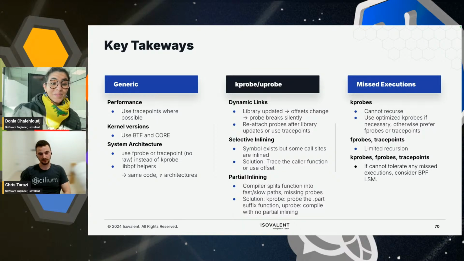And for missed executions, kprobes cannot recurse, so use optimized kprobes where possible if you really need to use them. Otherwise, prefer fprobes or even more preferably tracepoints. Fprobes and tracepoints have limited recursion support. And for kprobes, fprobes, and tracepoints, if at all possible, consider using BPF LSM instead.